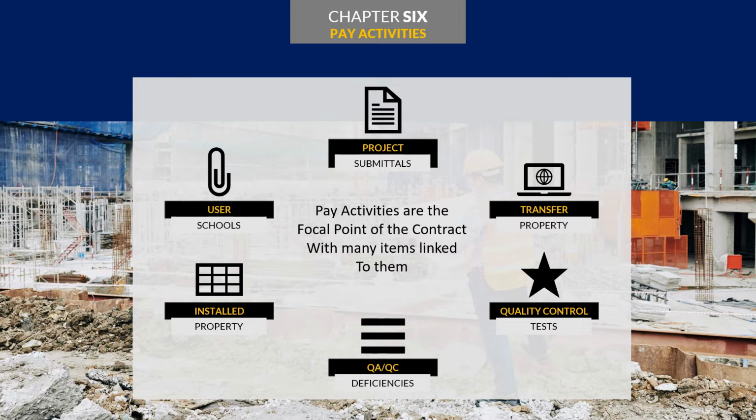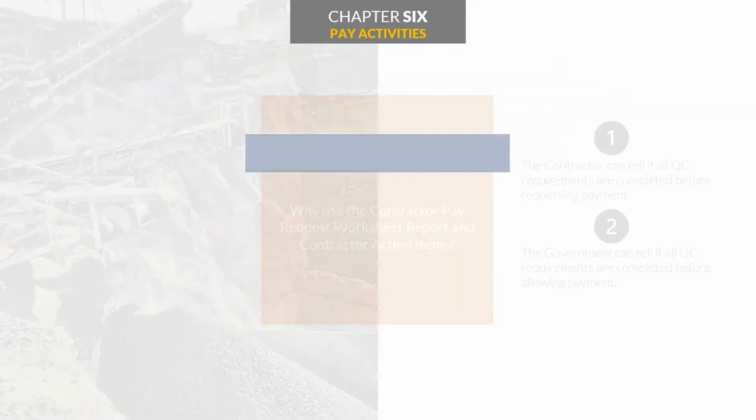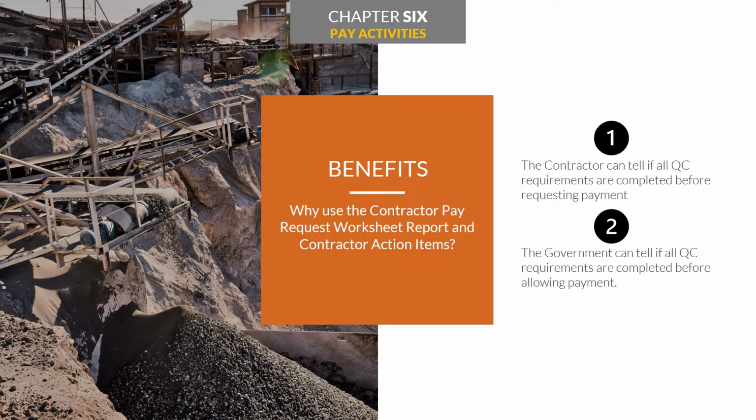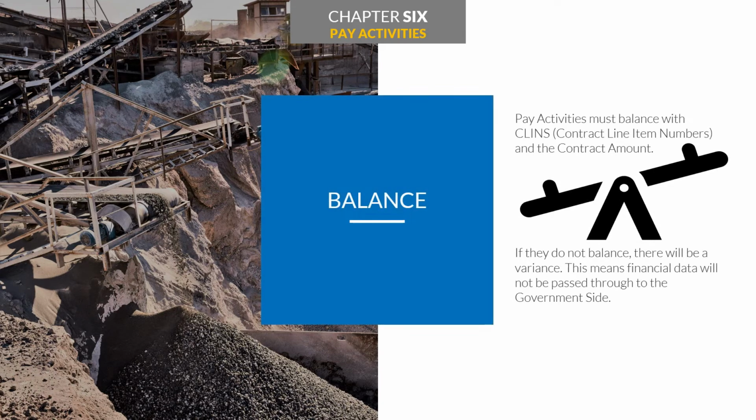Some of the items linked to pay activities include submittals, user schools, transfer property, installed property, quality control tests, and QA or QC deficiency. The Pay Request Worksheet and Contractor Action items will help you ensure all requirements for payment have been completed before your request for payment has been submitted. Errors lead to delays, and delays are the last thing you want. The worksheet and action items also show the government all QC requirements have been completed. Balance is key with pay activities. Being in balance is the only way the pay request will pass through to the government side.